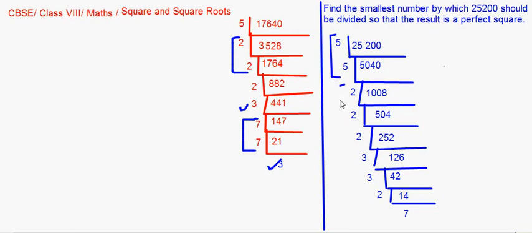5 has got a pair, this 2 has also got a pair, these 2's got themselves a pair, and 3 as well. So 7 is now left without a pair, which we can divide by, so that the quotient whatever we get will be a perfect square. So our answer becomes the number should be divided by 7.